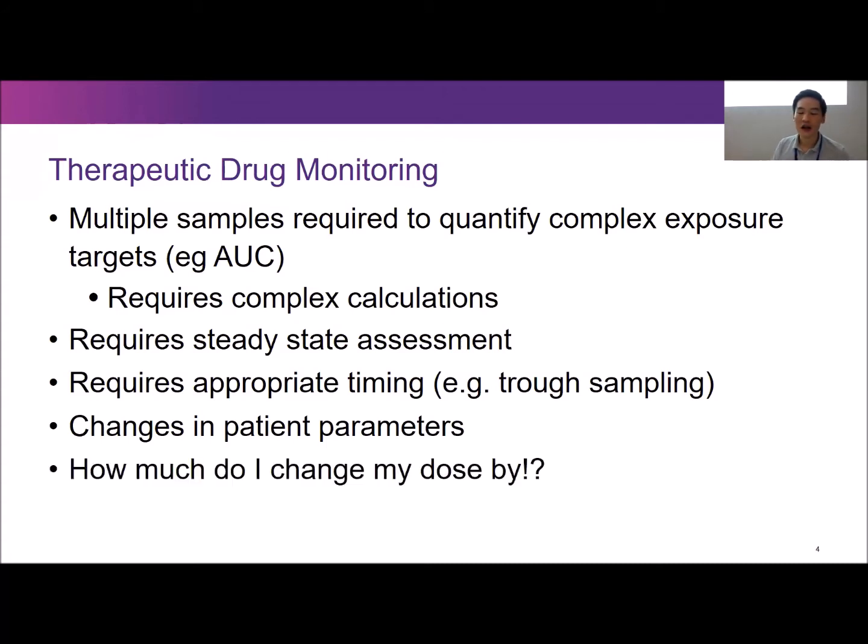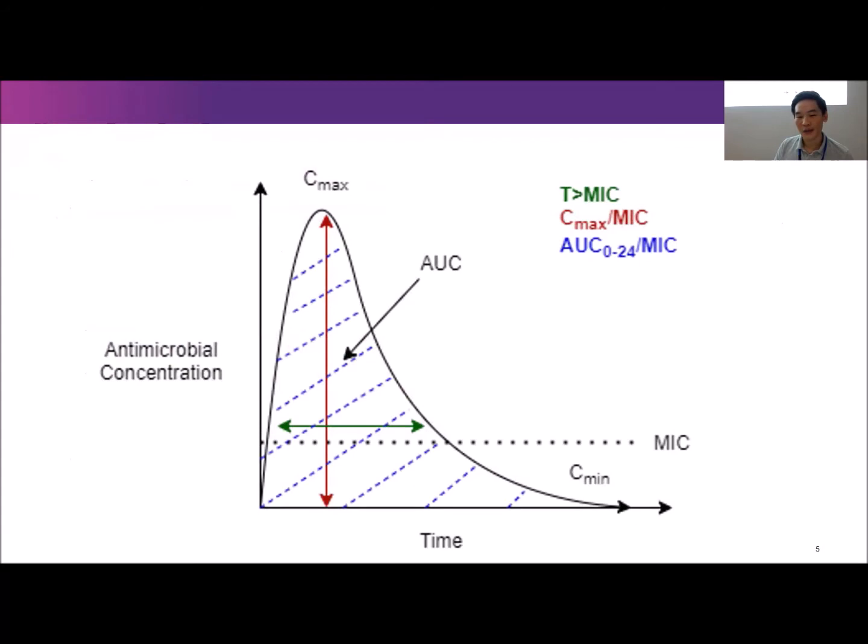And I think the biggest challenge for most clinicians is even if all of your ducks are lined up in a perfect row and you get your target concentration or your target exposure, how much do I actually need to change my dose by to achieve a target? This is where dosing software can potentially come in. This is just a quick recap of the different parameters that best describe exposure of antibiotics. Cmax and time above MIC are probably fairly easy to quantify. It's either just a trough sampling or a peak sampling just after the dose is given. And it's the AUC that's often the trickiest one to calculate.